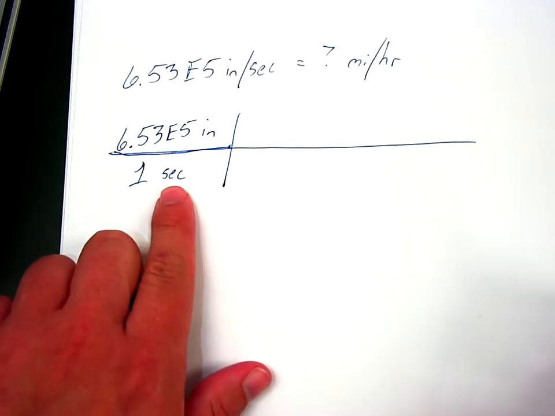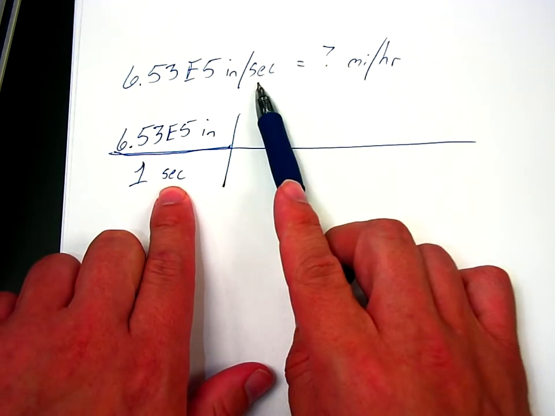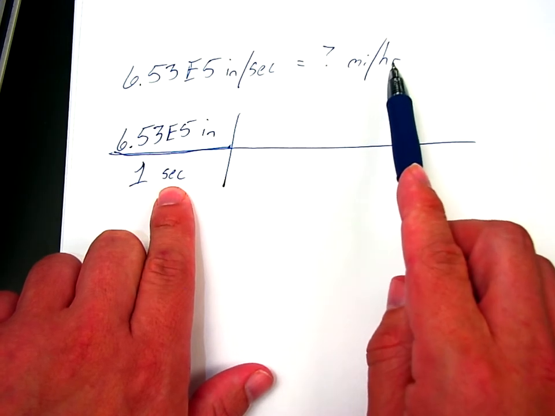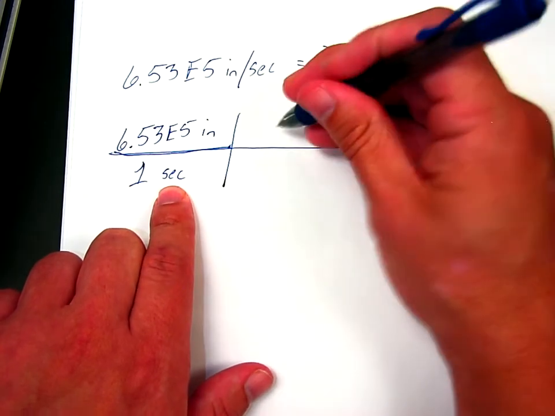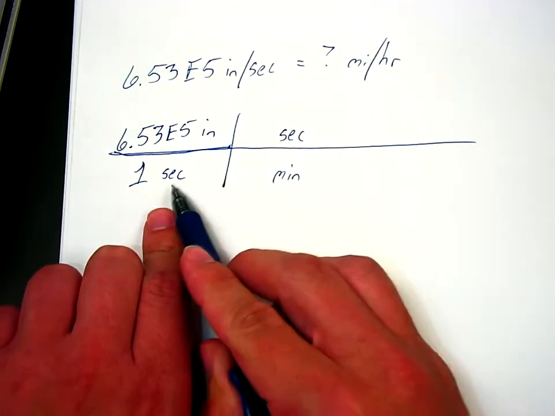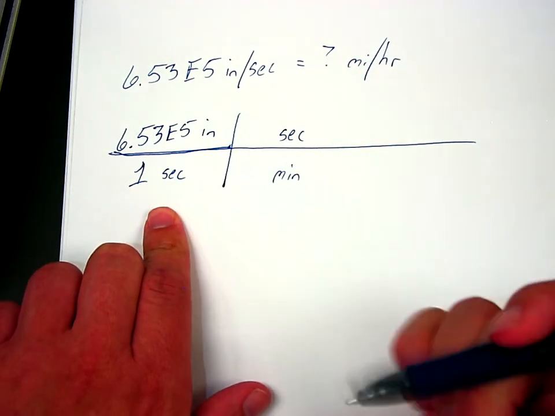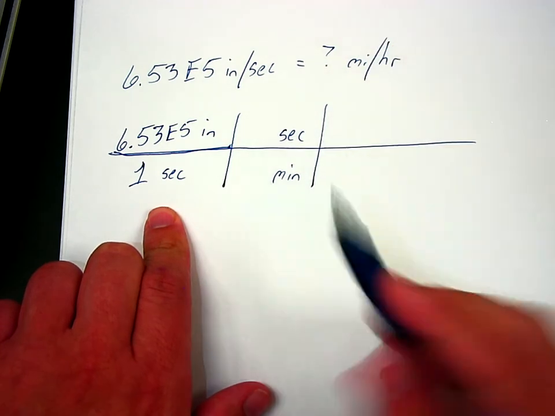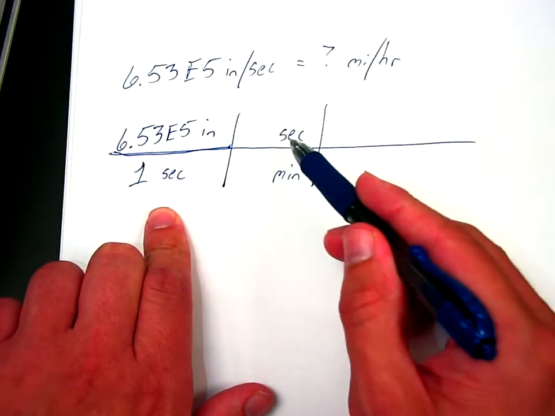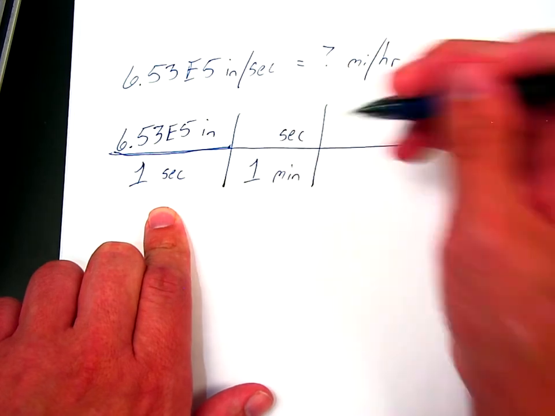Let's start with seconds. We don't want it to be seconds. We want it to be hours, right? So let's turn seconds into hours. I can easily turn seconds into minutes. Now you'll notice I have seconds on top and bottom now, which will make it disappear. And now I need the numbers that make them equal to each other. How many seconds are there in 1 minute?